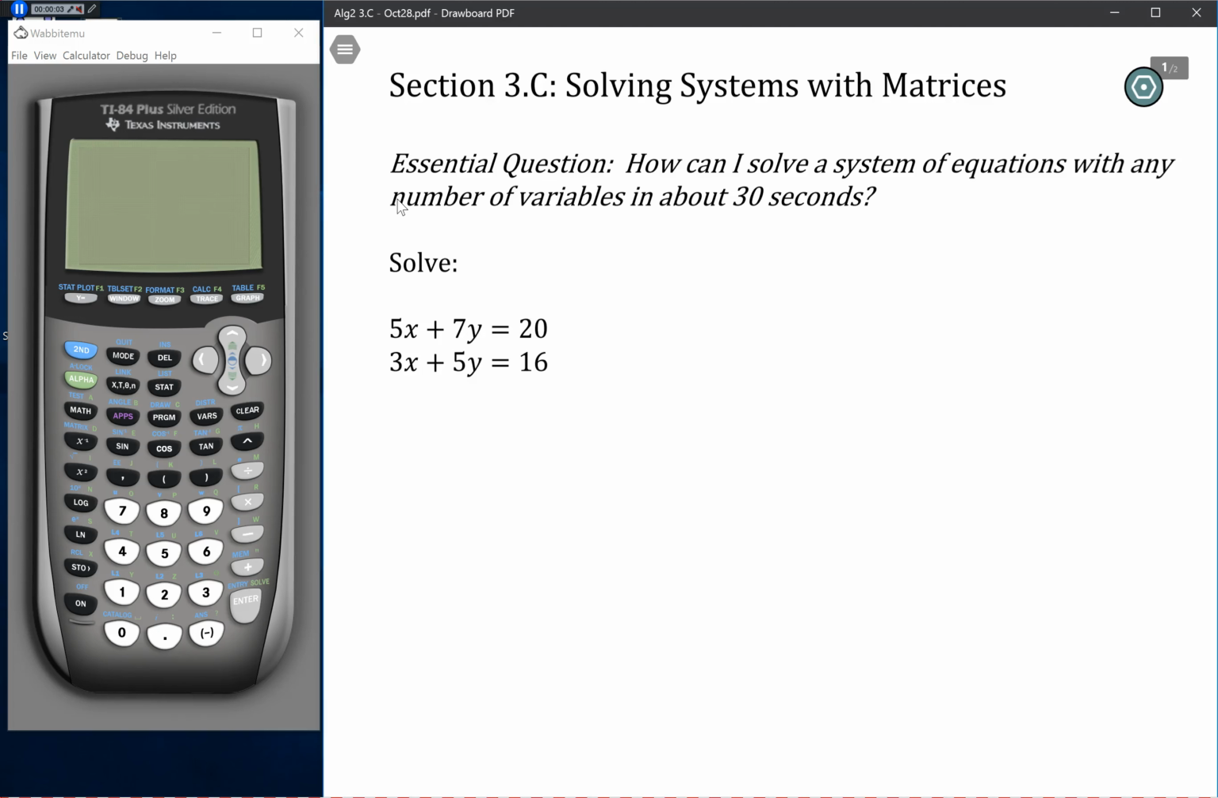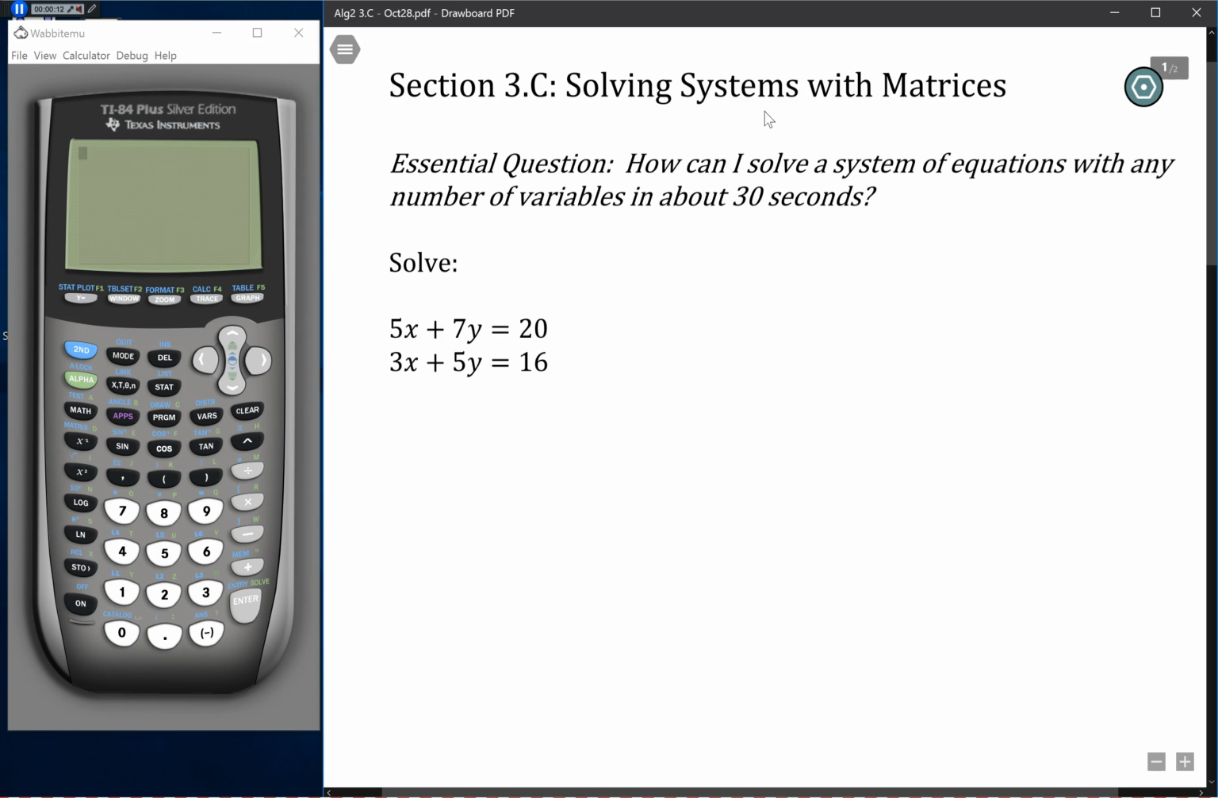I have fantastic news for you, and that is that today we are arriving at an extremely exciting point. It's section 3.c, solving systems with matrices, and take a look at what the essential question is. How can I solve a system of equations with any number of variables in about 30 seconds? Yes, I'm going to teach you a method to solve this in about 30 seconds, whereas previously it was a very involved process with many steps and many things could go wrong.